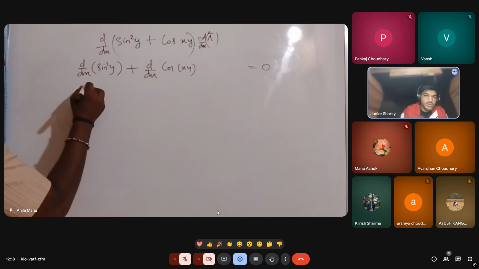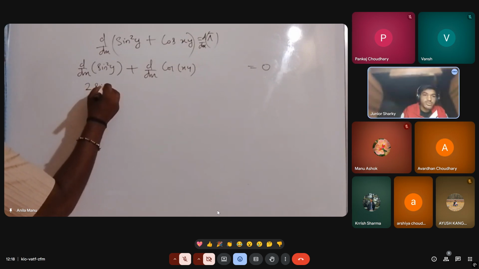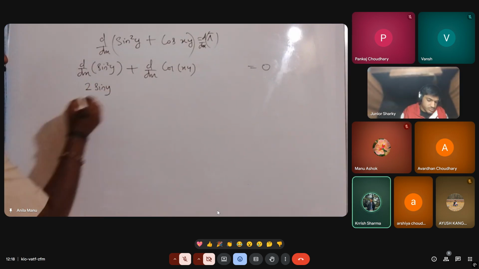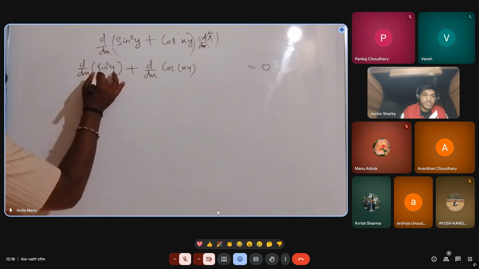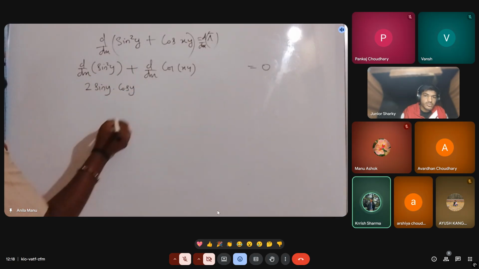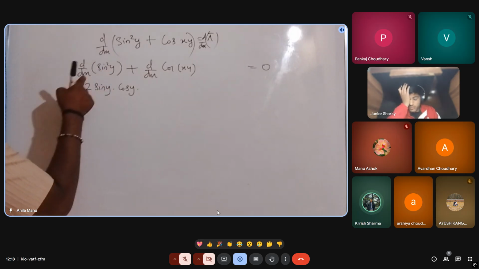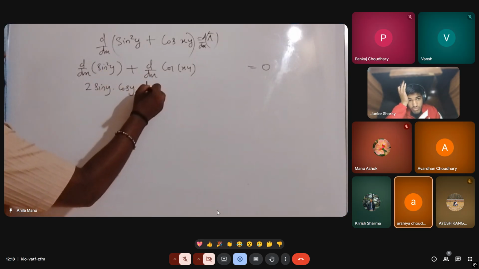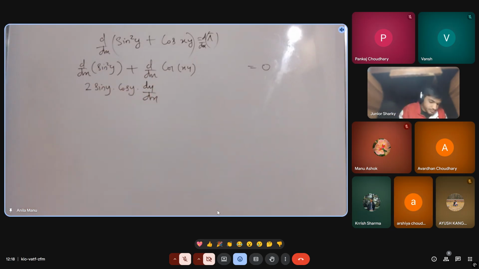So 2 sine y into, then you have to differentiate sine y. Derivative of sine y is cos y, into cos y. Then differentiate y also. Here the variable is x, so dy by dx. How many of you got this one? Tell me. Okay, good.